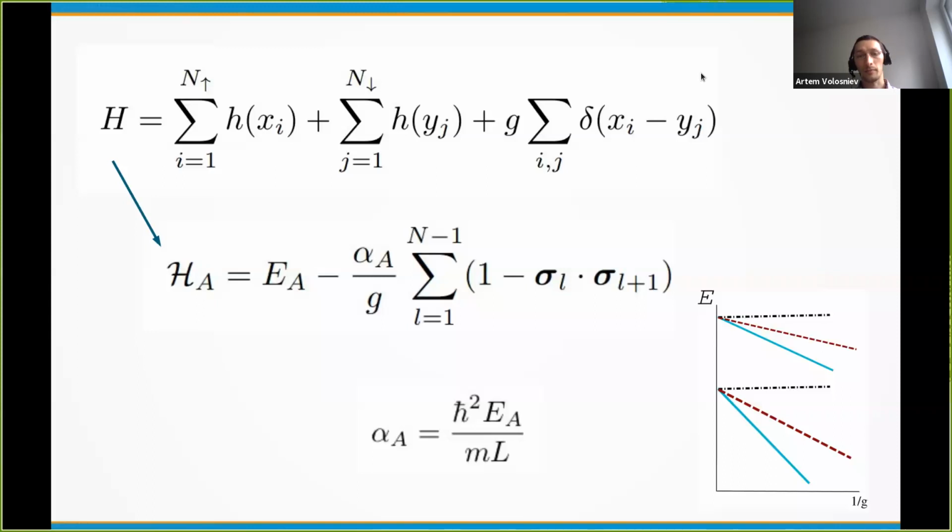Exactly. Then for the next order, 1/g², is there a systematic method to calculate it order by order? Yeah, I think so. It was discussed by Dr. Blume, but I'm not sure how useful that is. I never tried it. It's as useful as perturbation theory in 1/g.